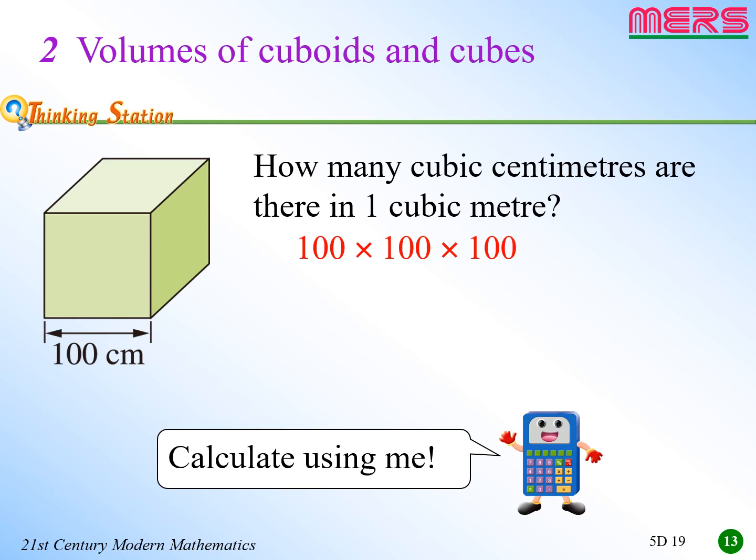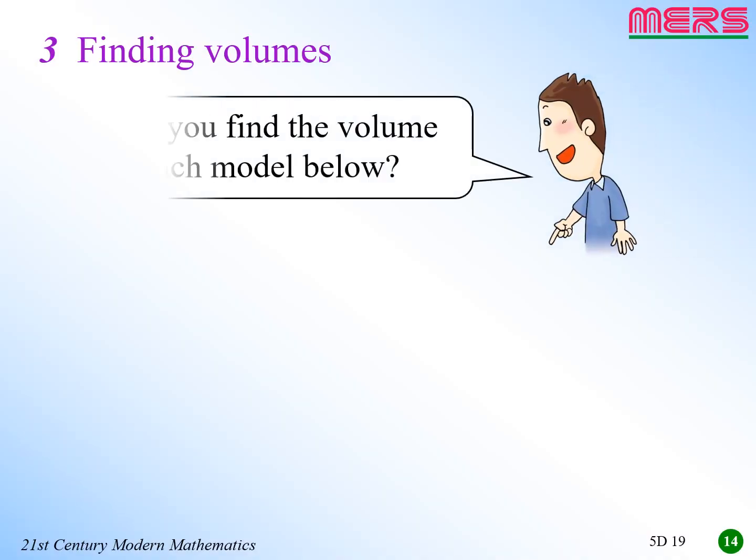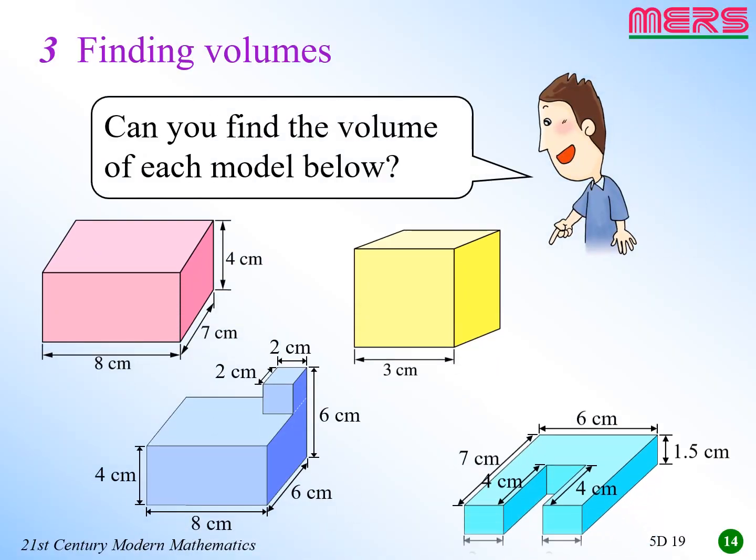100 times 100 times 100 is 1 million cubic centimeters. 1 followed by 6 zeros, that is 1 million. There are 1 million cubic centimeters in 1 cubic meter. Can you find the volume of each model below?